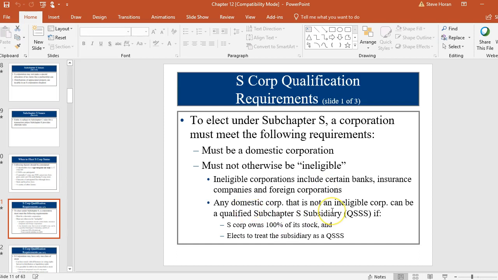Any domestic corp that's not an ineligible corp can be qualified as a qualified subchapter S subsidiary, what they call a QSSS, if the S corp owns 100% of its stock and elects to treat the sub as a QSSS. So you can be a division of a C corp, could potentially be this QSSS.